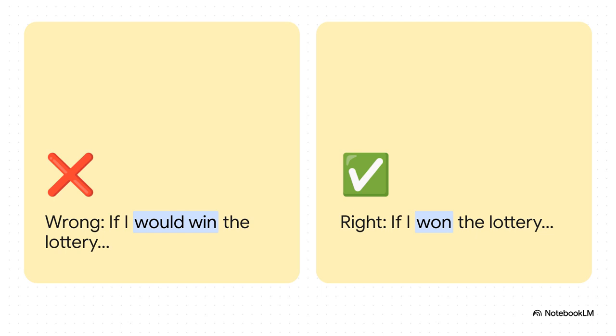And finally, here is the golden rule for the second conditional. If you remember one thing, make it this. You never, ever put would in the if part of the sentence. Never. The if part gets the past simple verb, if I won, if I had, if I were. The would belongs in the other part, the result part. Get that straight and you will nail this every single time.